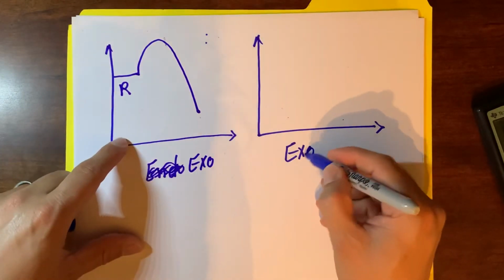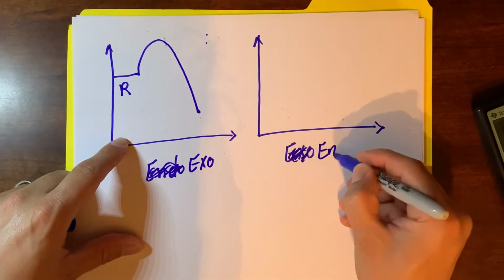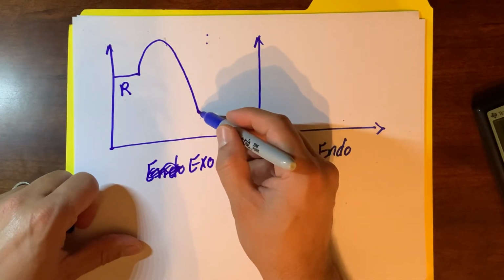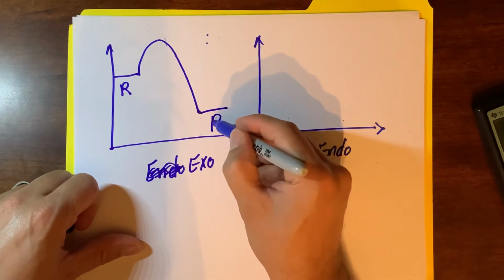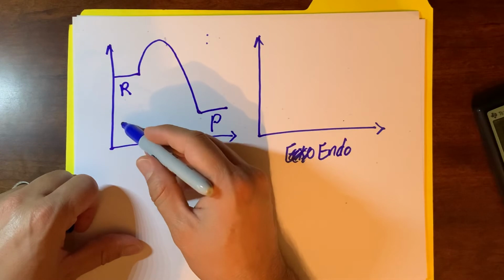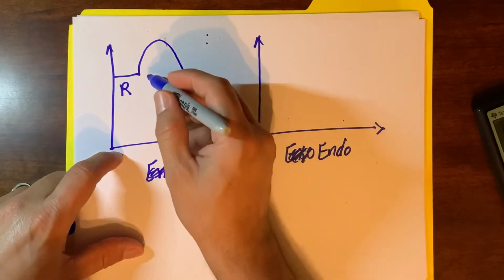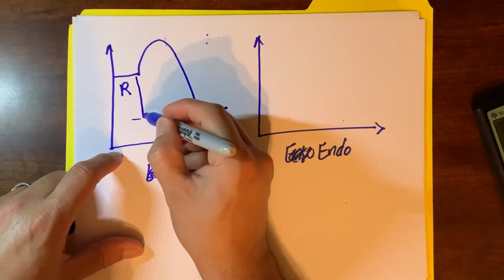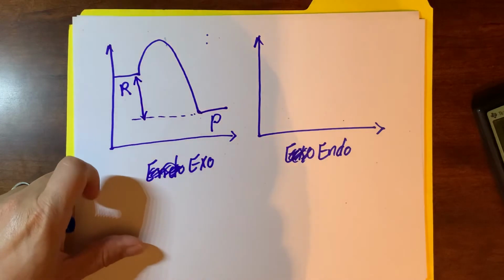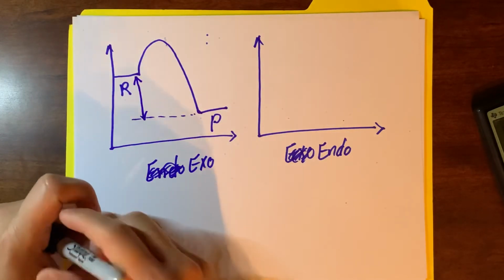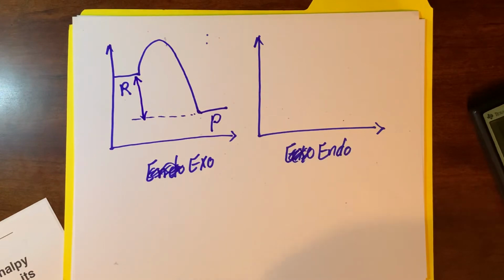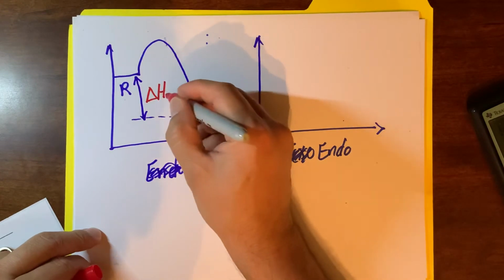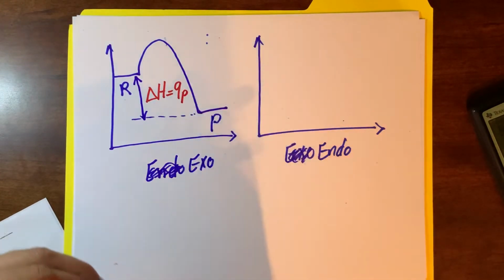Okay, and this one will be endo. I have a reactant sitting at a higher level, and the product sitting at a lower level of energy than the reactant. We say the gap between reactant and the product, we call it delta H, which is equal to heat under constant pressure.